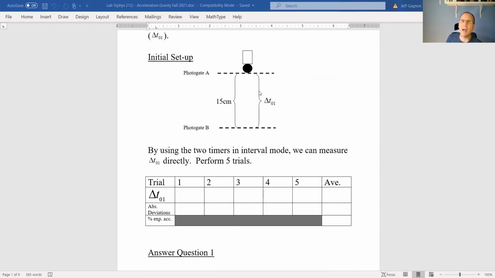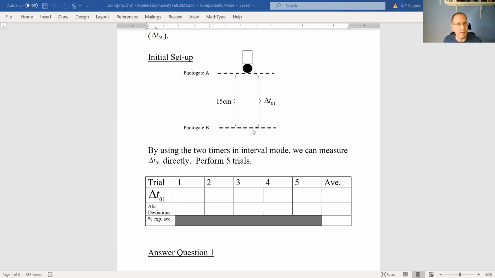And I want to know the time it takes to go from photogate A, right from the ball dropper as soon as it's released, to photogate B. So basically, I'm getting the time for it to fall the first 15 centimeters. And we're calling that delta T01. 0 meaning right at the ball dropper, 1 meaning ultimately the location of that first photogate.